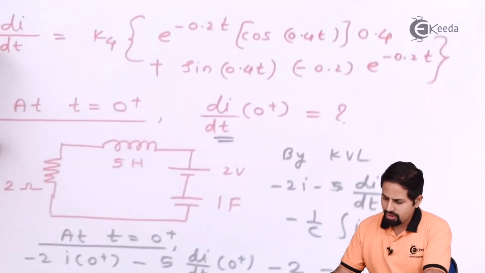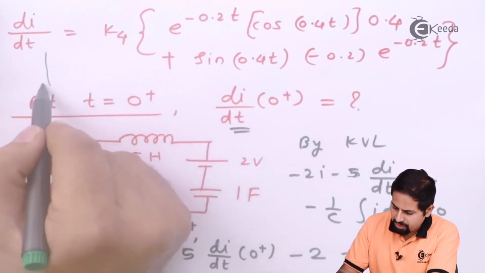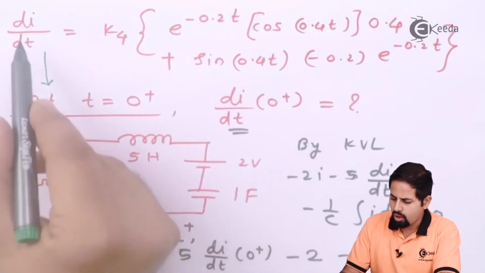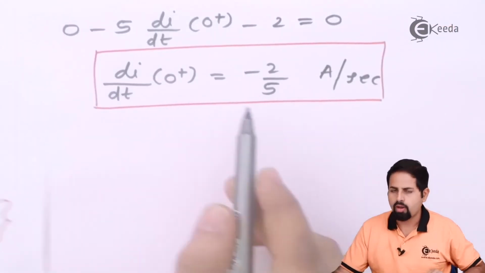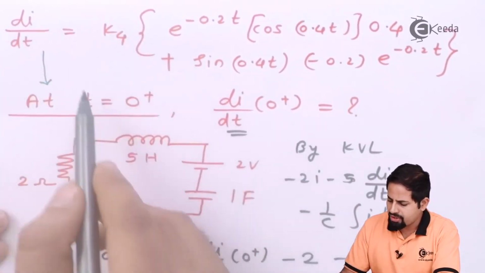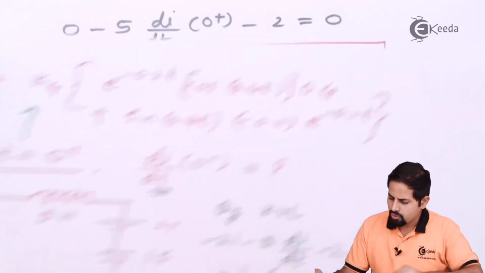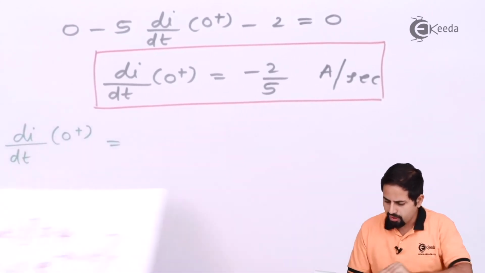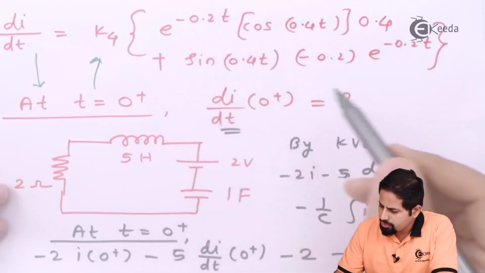But if you see the last page, we have one more equation for di by dt, and we can apply this equation at t equal to 0 plus. So if you apply this equation at t equal to 0 plus, already we have got this LHS. This LHS we have got as minus 2 by 5. So now what we will do, we will apply the condition of t equal to 0 plus to this equation. So di by dt at time t equal to 0 plus is nothing but going to be, see, put t equal to 0, then we should get the answer.